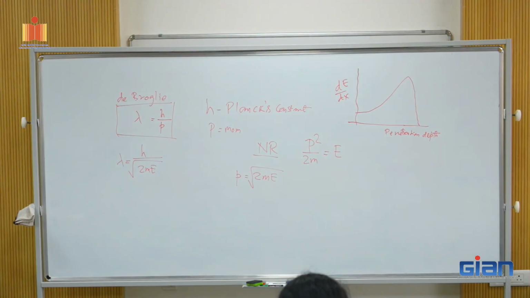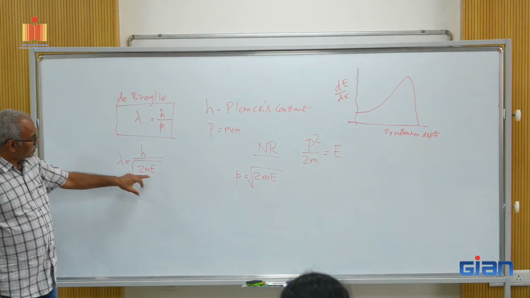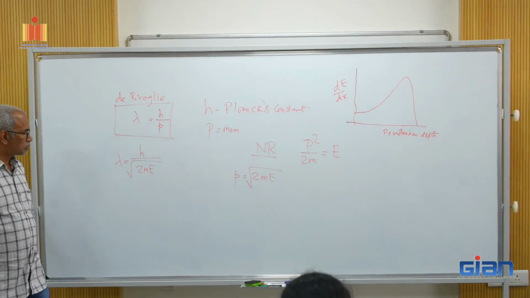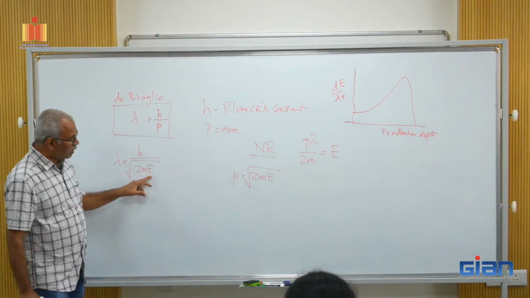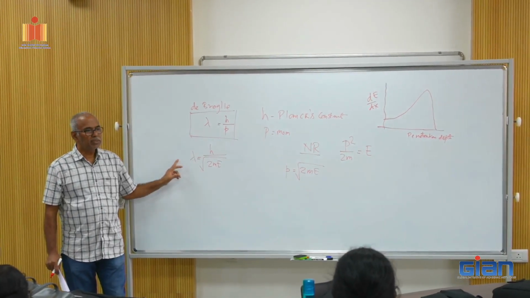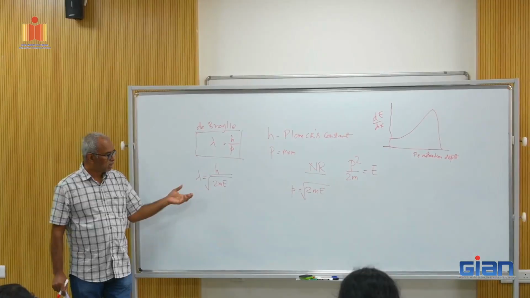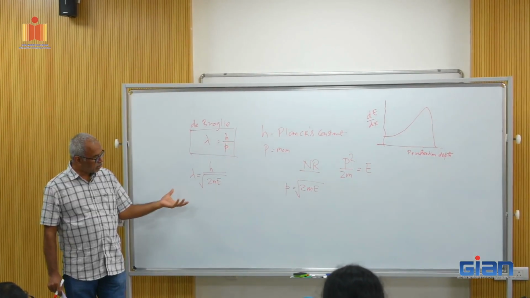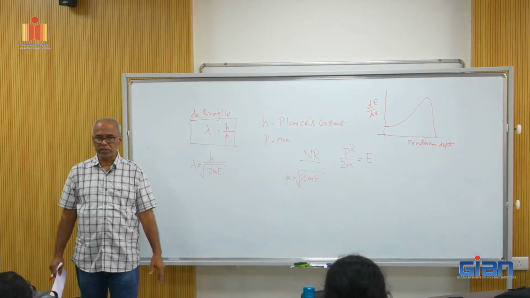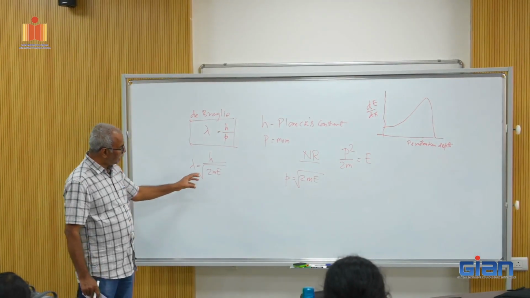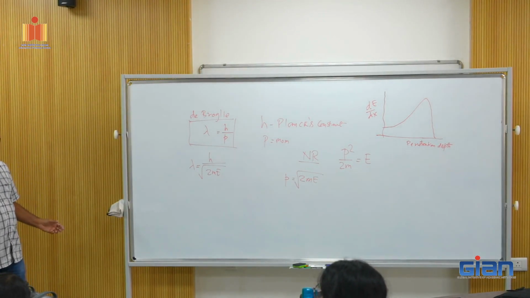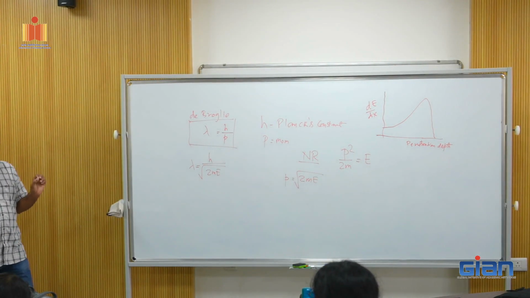As you see, lambda is inversely proportional to the square root of the energy of the particle. That means if I increase the energy, my lambda is going to decrease. This is crucial to so-called going to smaller and smaller distance or going to higher and higher energy. If you want to increase the energy, you can actually go to smaller and smaller distance. You can identify objects to very small distances.